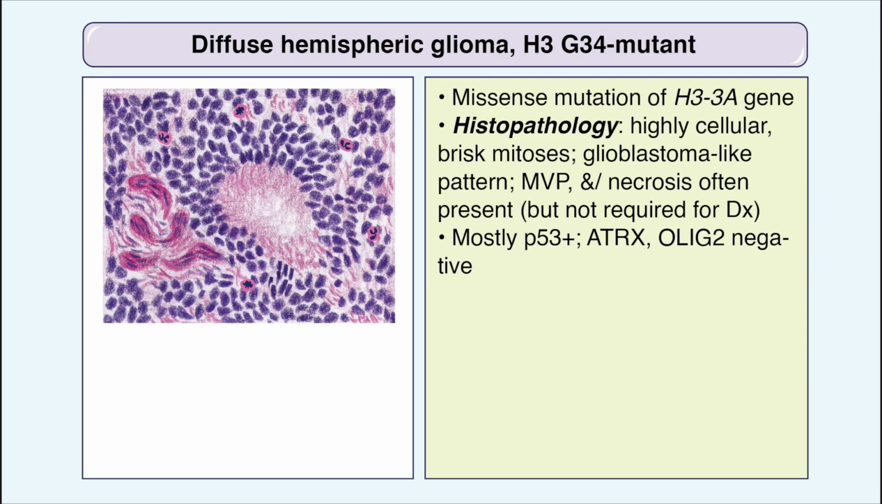Diffuse hemispheric glioma, H3 G34 mutant. It's characterized by missense mutation of the H3F3A gene. It's a highly cellular tumor with brisk mitotic activity having a glioblastoma-like pattern. Microvascular proliferation and necrosis are usually observed but not required for the diagnosis. Majority of the tumor cells are positive for nuclear p53 and negative for ATRX and OLIG2.